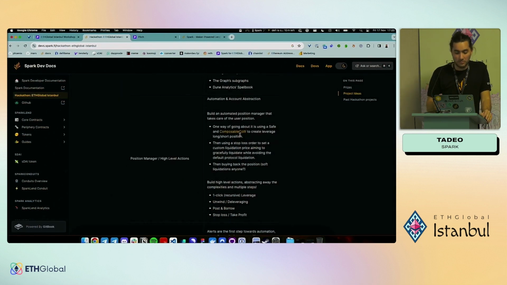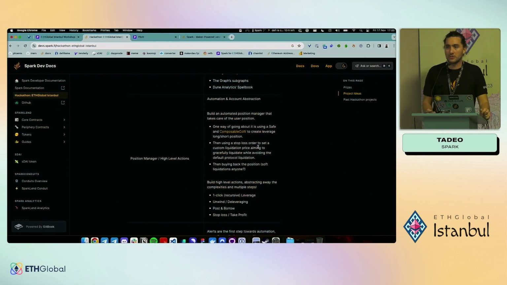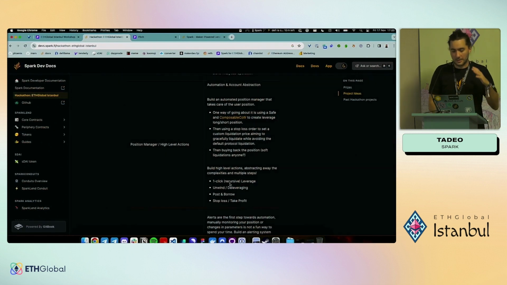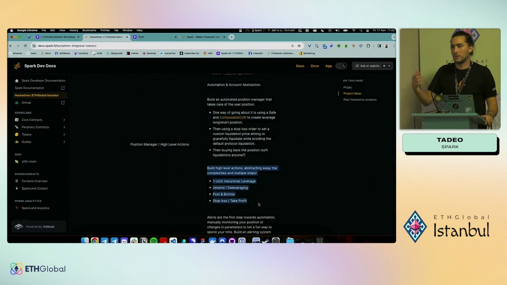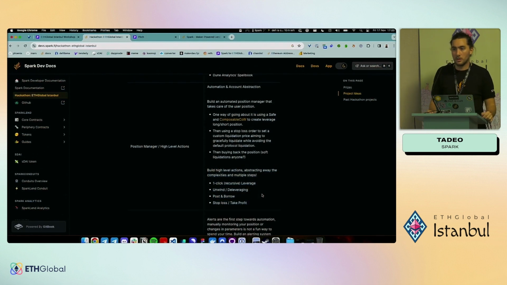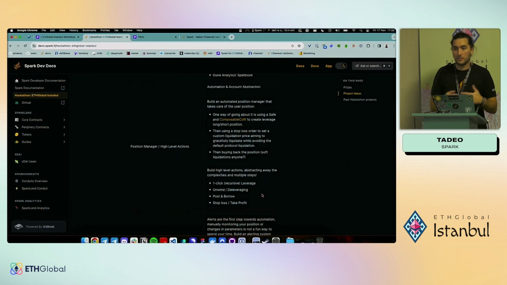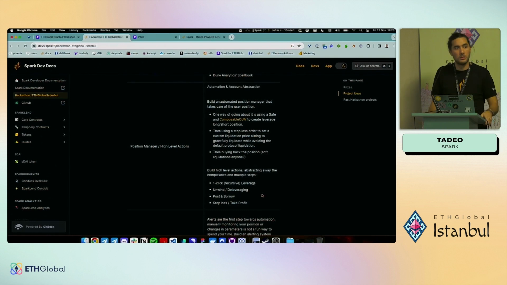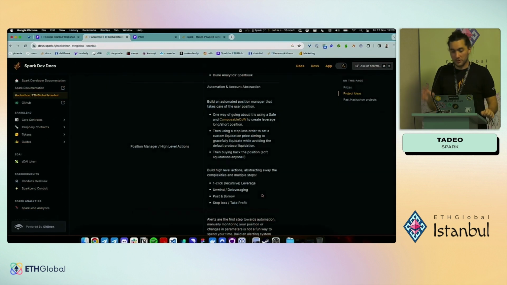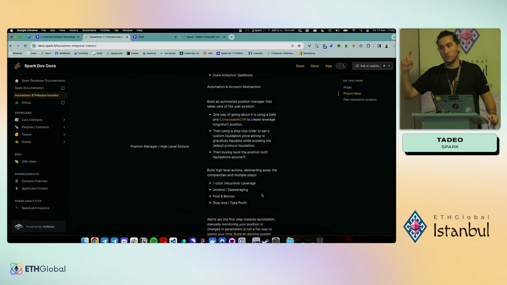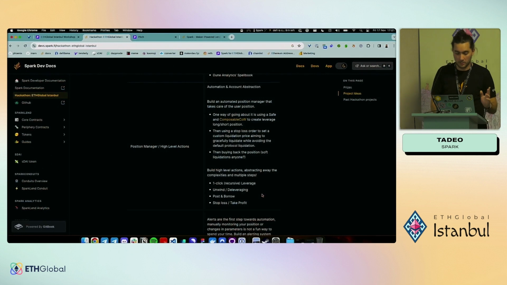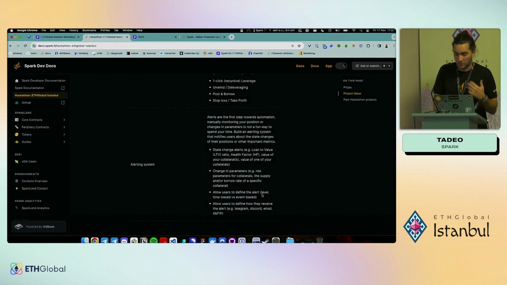Then moving on, more on the automation or abstraction side. The simplest implementation for this would be the one-click recursive leverage, similar to what Summer.fi or InstaDApp gives you. But then you can also do an unwinding, deleveraging on the same side, creating a stop-loss system as well. A previous hackathon project was building a Uni v4 hook that acts as a stop-loss to Spark positions. So stuff like that is also very interesting. I'm going to stop saying very interesting.